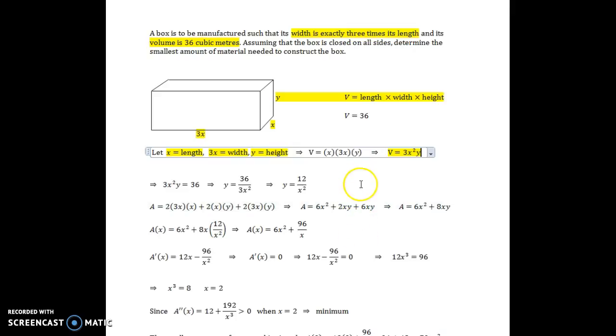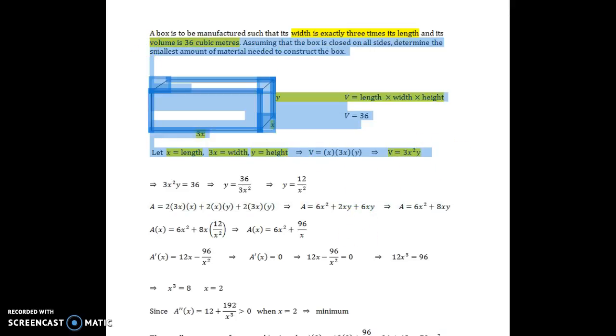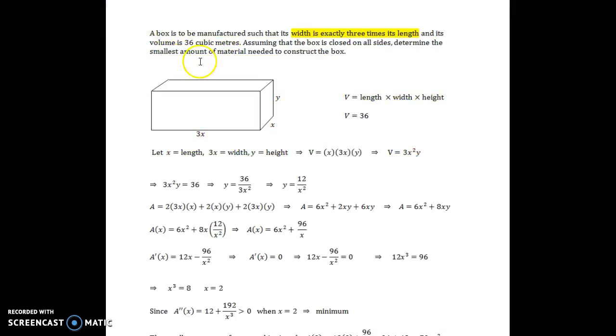Now, we're also given in the beginning of the question that the volume itself is 36. So if V is equal to 36, we can let this equation equal 36. And typically you solve for a variable. Again, the idea is to get volume or area or surface area in terms of one variable only. So I solve for y here. y is simply equal to 36 over 3x squared, and you simplify, you've got y equal to 12 over x squared.